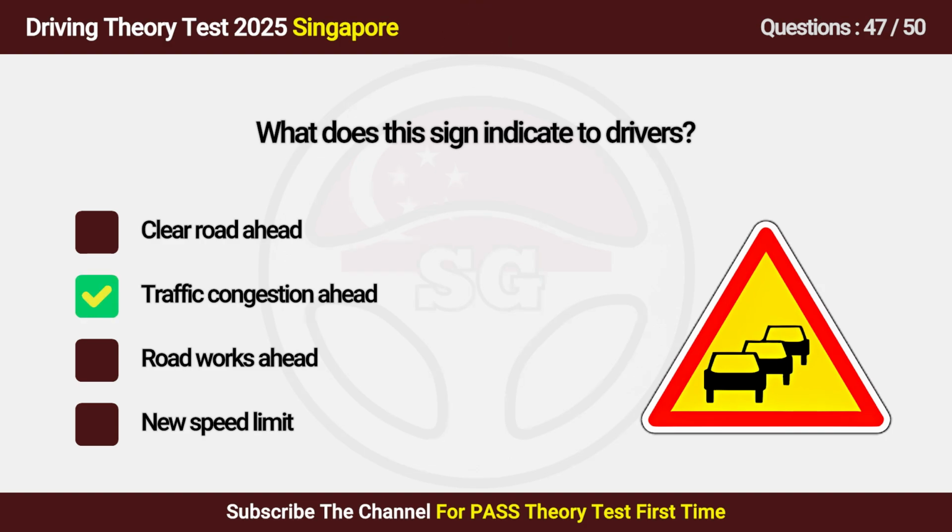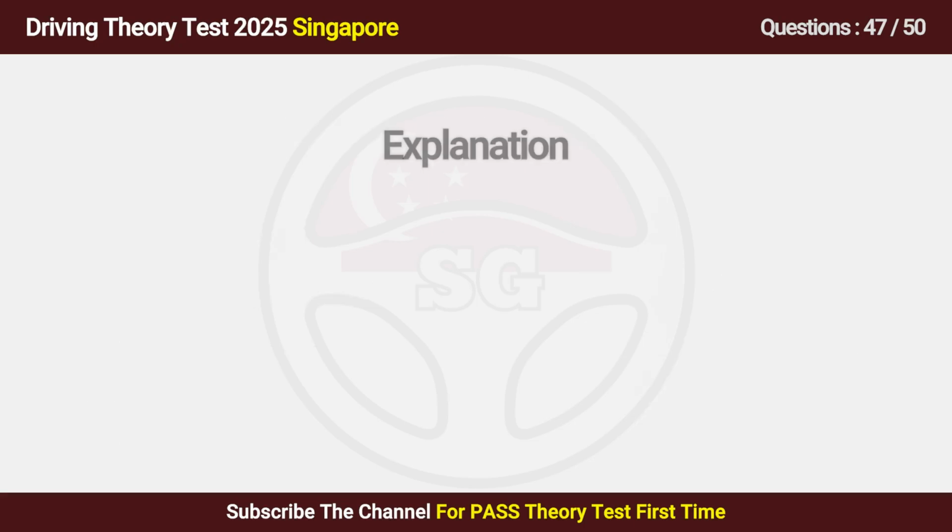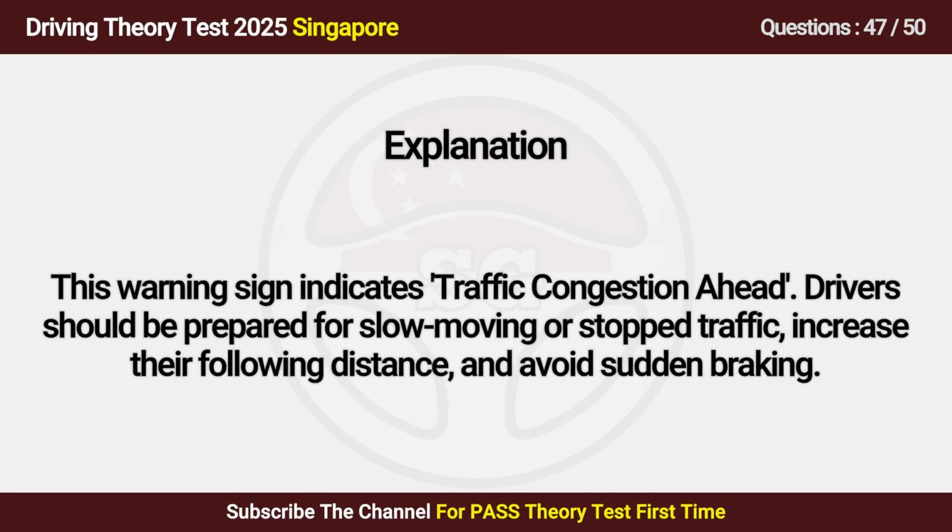Answer is B. Traffic congestion ahead. This warning sign indicates traffic congestion ahead. Drivers should be prepared for slow-moving or stopped traffic, increase their following distance, and avoid sudden braking.